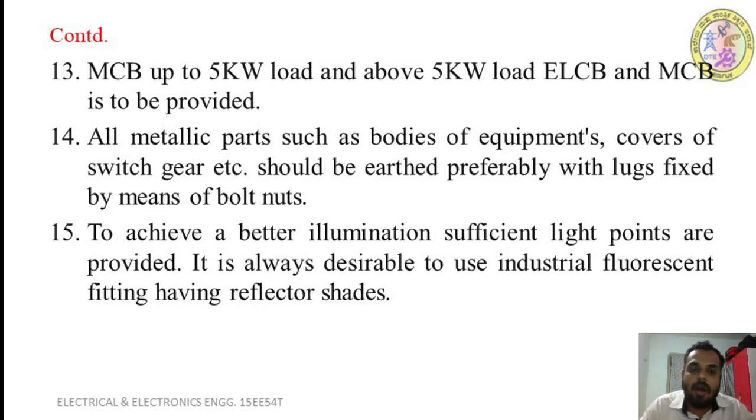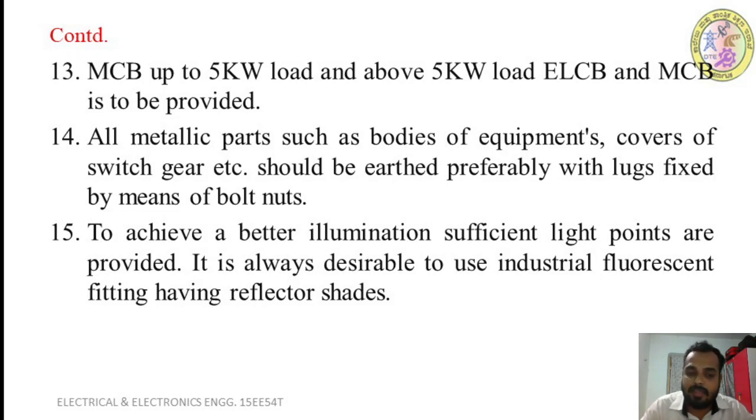Next, all metallic parts such as bodies of equipment, covers of switchgear, etc. should be earthed, preferably with lugs fixed by means of bolts and nuts. It means all the metallic parts of a motor and covers of your starter and panel boards must be earthed, preferably by using lugs connected to the panel board or meter board and starter board by means of bolts and nuts.